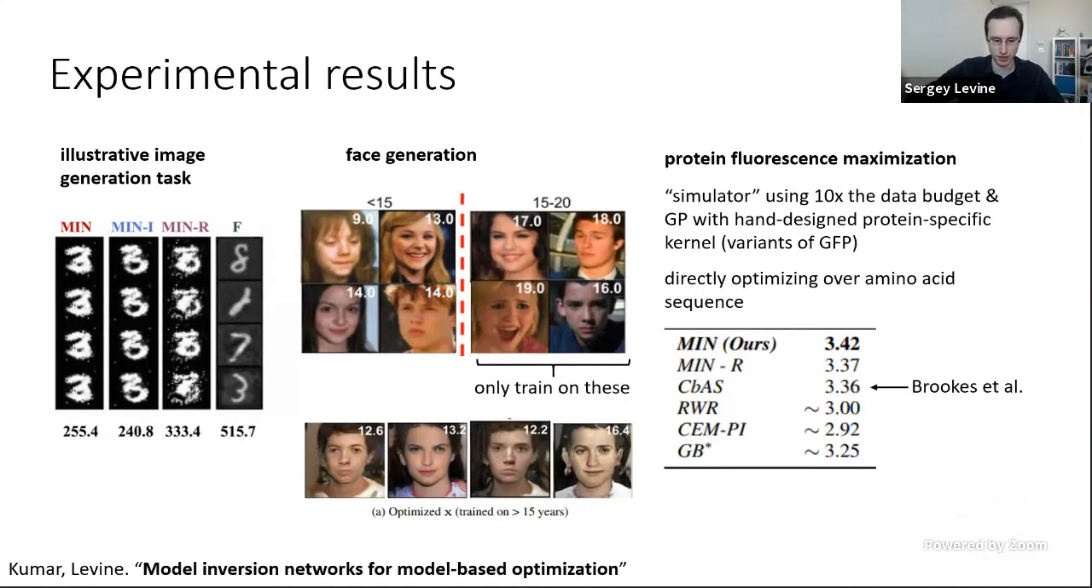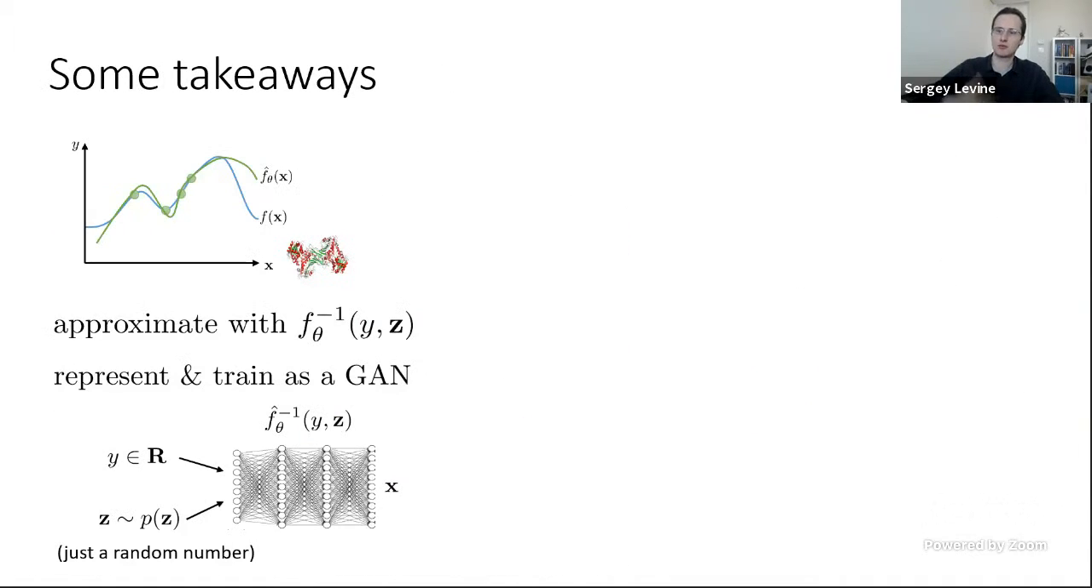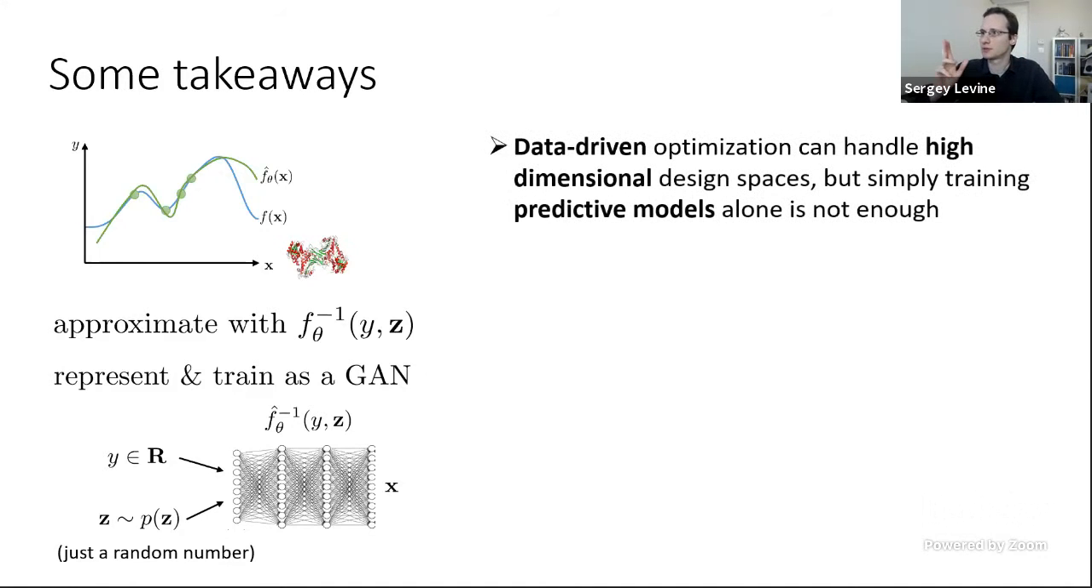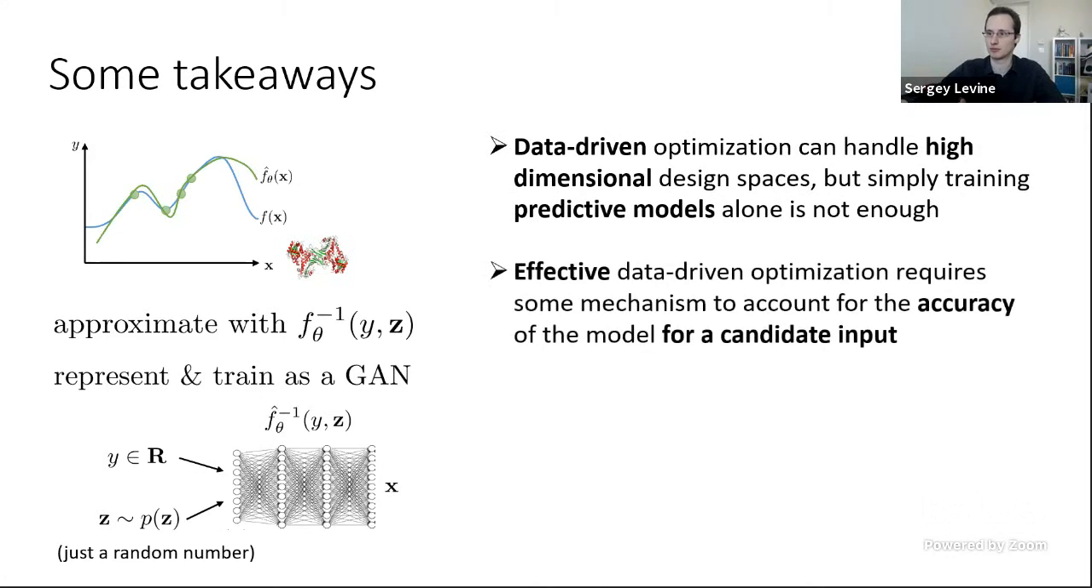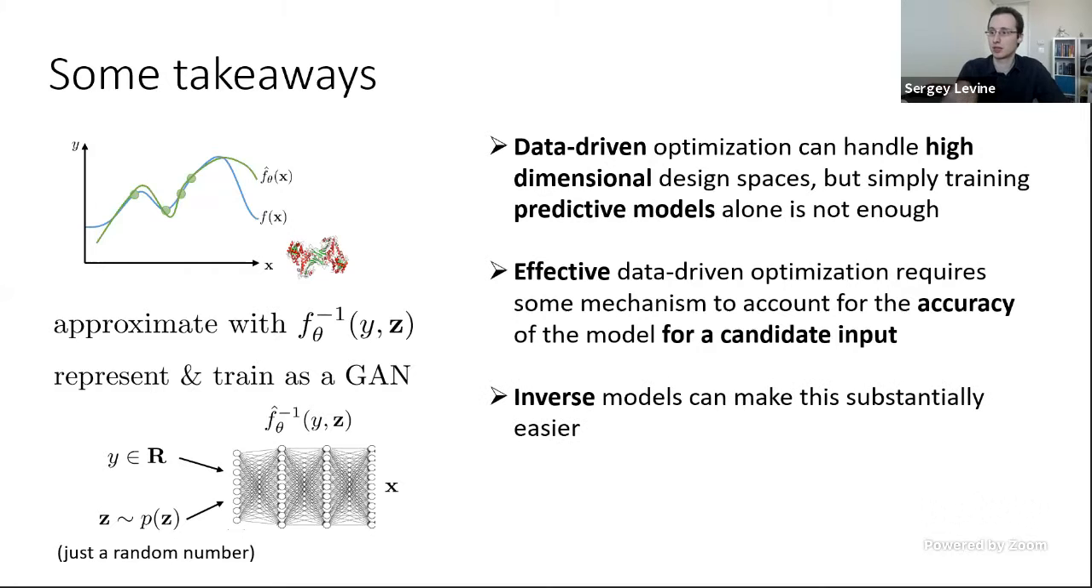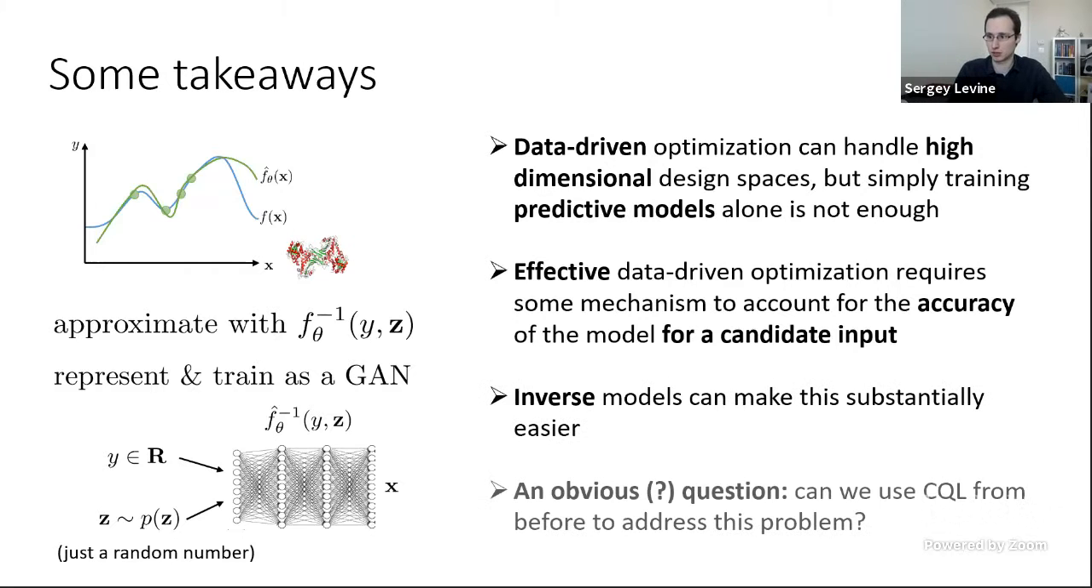So it seems to be applicable to high-dimensional problems like faces, as well as more relevant problems like protein design. But the bit that I want to talk about very briefly at the end is a little bit of takeaways. I talked about how data-driven optimization can handle these high-dimensional design spaces, but simple predictive models are not enough because of that optimism issue. Effective data-driven optimization requires some mechanism to account for the accuracy of the model for a candidate input, and these inverse models can make this substantially easier.